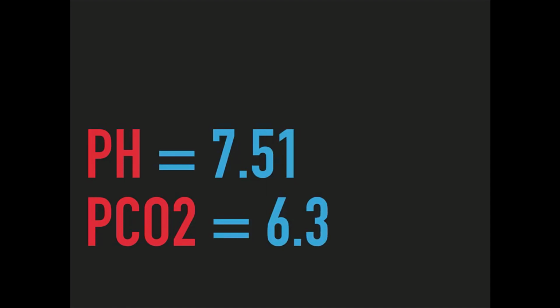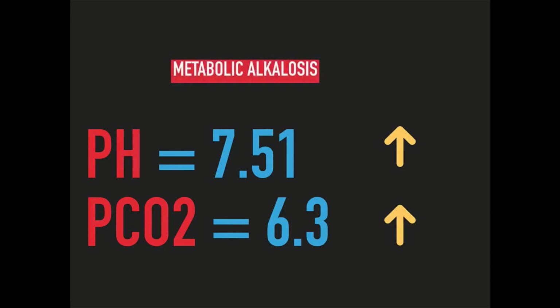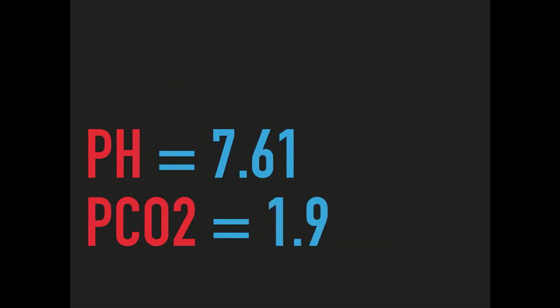pH here is 7.51, PCO2 is 6.3. The pH is up, the PCO2 is also up, both moving in an equal direction. According to the ROME method, that's metabolic equal, and a pH of 7.51 indicating alkalosis, this is clearly a metabolic alkalosis.